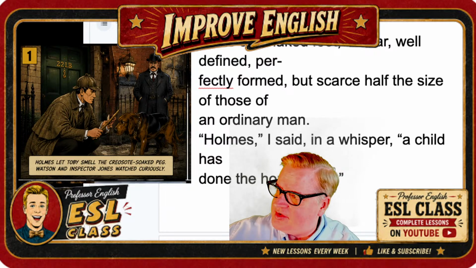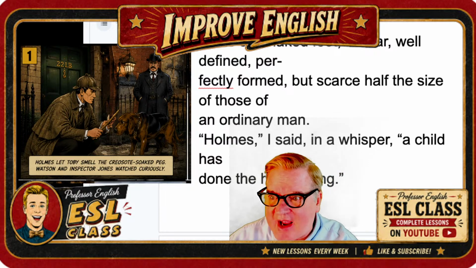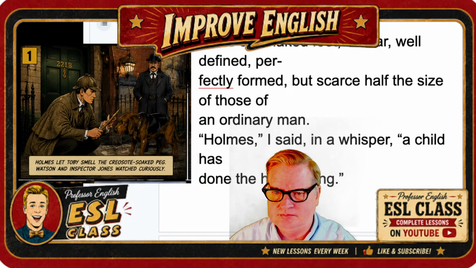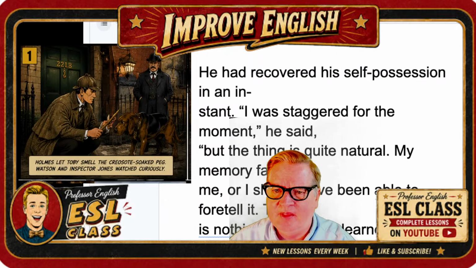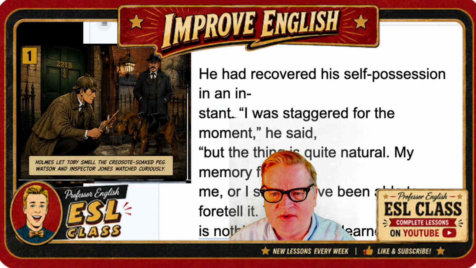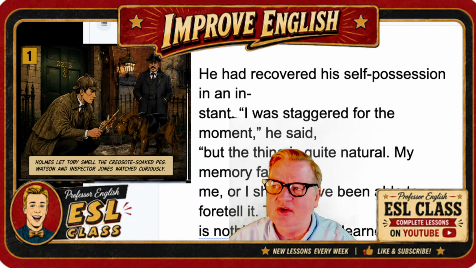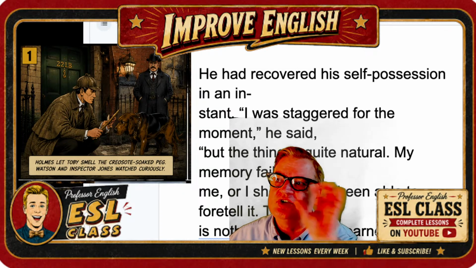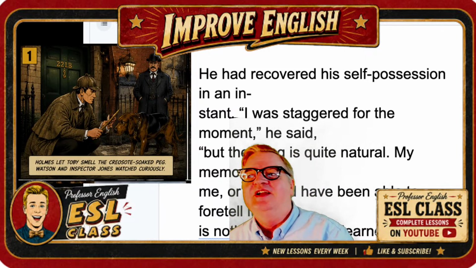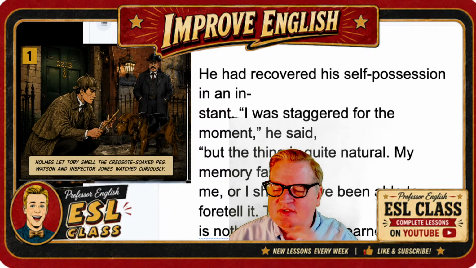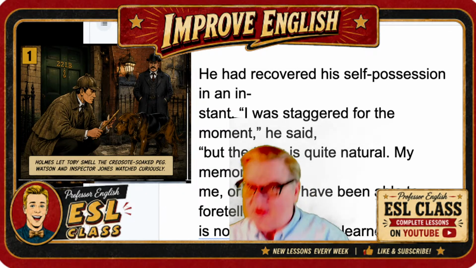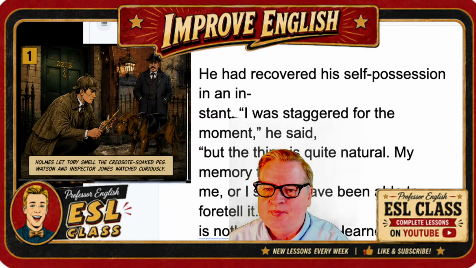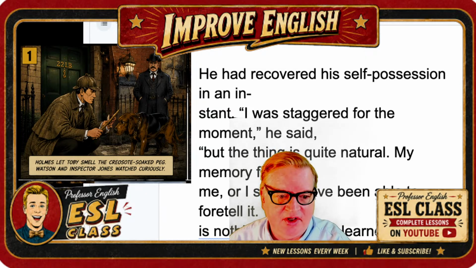There was a footprint. You could see clearly a footprint, but it was like half the size of an adult. "Holmes," I said in a whisper, "a child has done this horrid thing." He had recovered his self-possession in an instant. I was staggered. Staggered means, imagine you drink a lot of alcohol, and then you walk like this. That's staggering. So again, that's another word for surprised. If you're staggered, it's because you're so surprised you go like this. It's a pretty common word for surprised. It's another way of saying I was surprised.